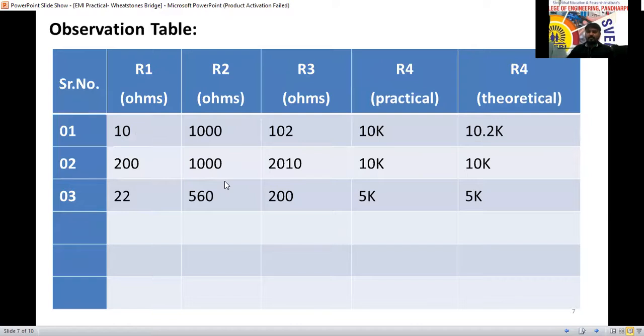So based on this, we are going to perform the practical now. We are going to perform the practical. Now here, I will join by mobile and I will switch over there. Just a minute.